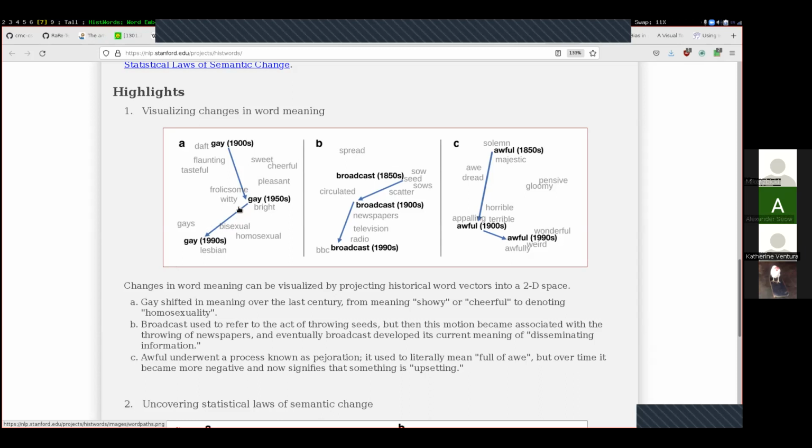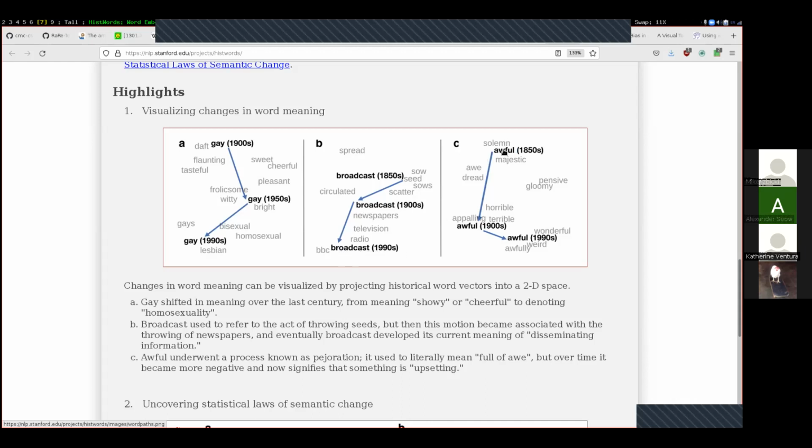We can actually use things like this to measure when exactly a change happened and see historically when that happened. Gay is a word I think most people are familiar with having changed. The word broadcast, most people are probably not familiar with. It used to be a farming term: you would broadcast your seeds into your fields. Then it became broadcasting newspapers, seeding information out into the world, and now radio and television broadcasts.